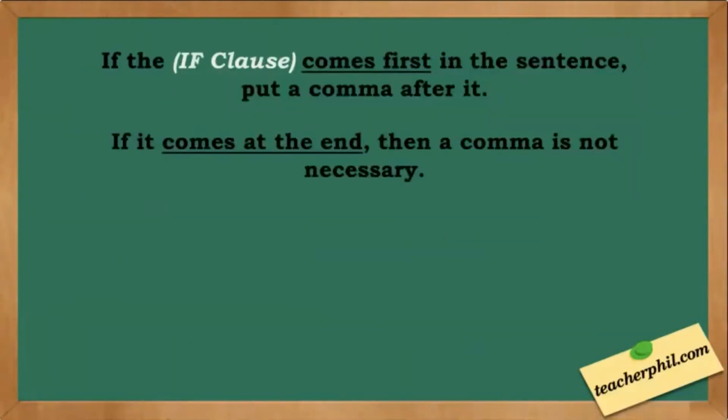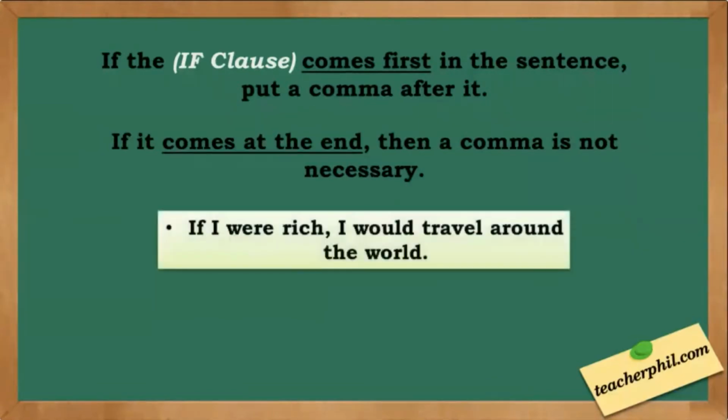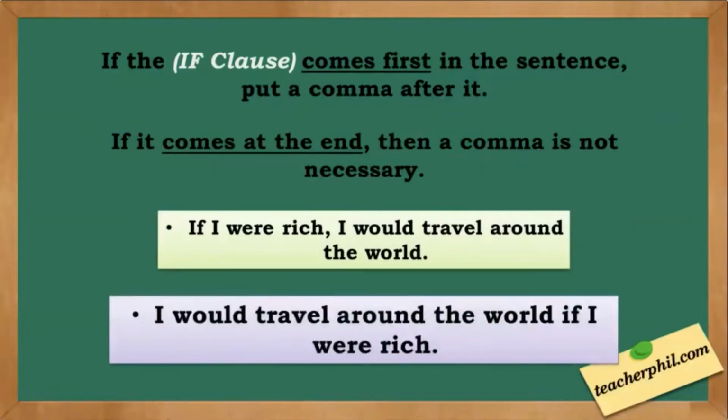If the if clause comes first in the sentence, put a comma after it. If it comes at the end, then a comma is not necessary. For example, if I were rich, I would travel around the world. If you notice, the if clause is in the first position, so there is a comma here. I would travel around the world if I were rich. This time, the if clause, if I were rich, is at the end of the sentence. That is why we didn't put a comma.